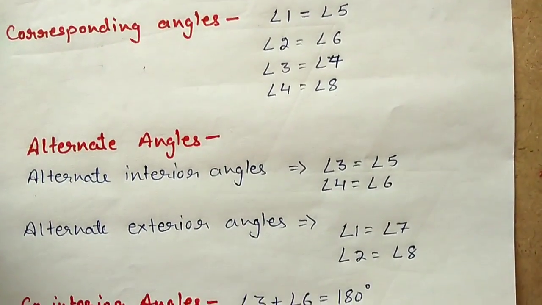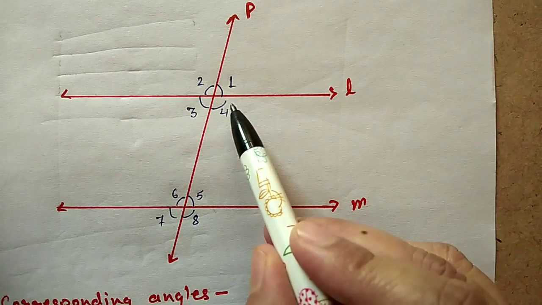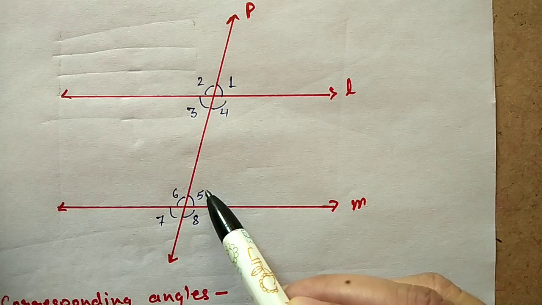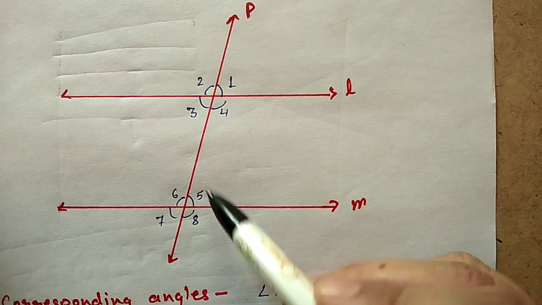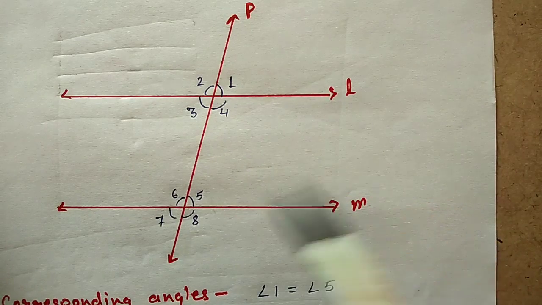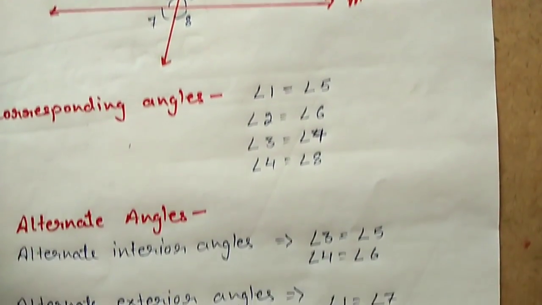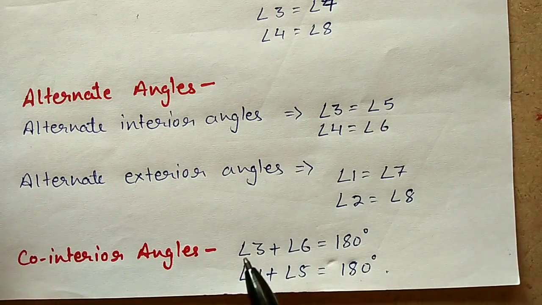After alternate angles we have co-interior angles. Co means one side and interior means inside the lines. So we have to see the angles which are inside these two lines and on one side. So 4 and 5 are on one side, 3 and 6 are on one side. So these two are co-interior, these two are also co-interior. And we have the property that the sum of co-interior angles will be 180 degrees. So angle 4 plus 5 will be 180 degrees and angles 3 and 6 will be 180 degrees.